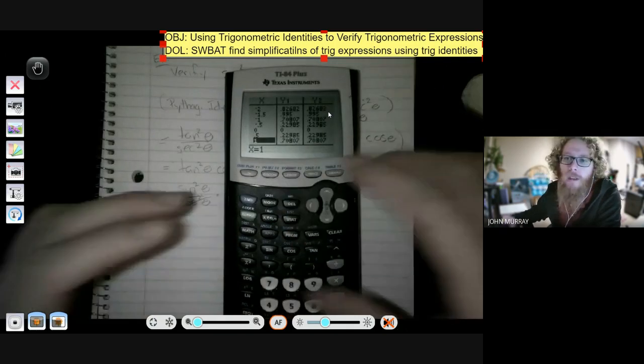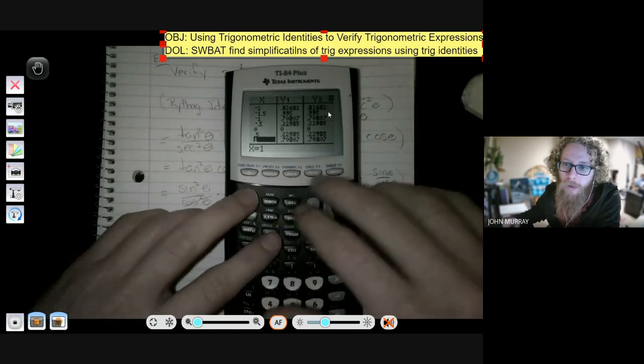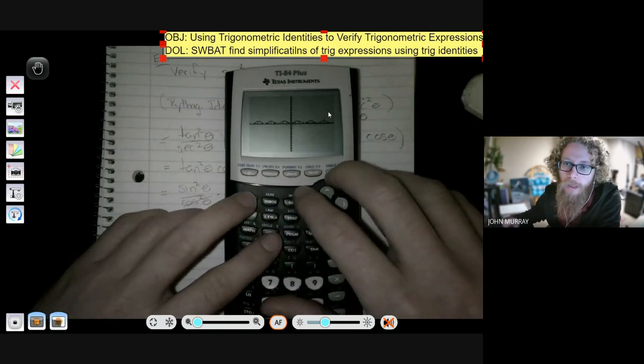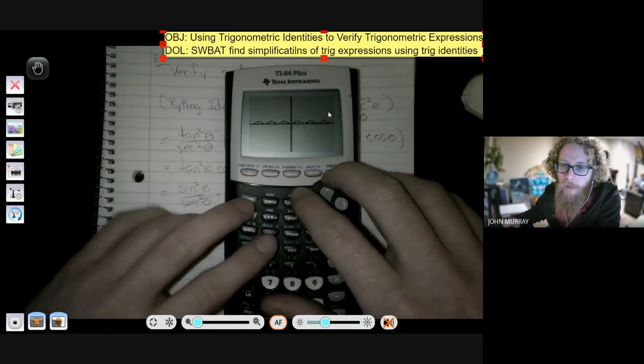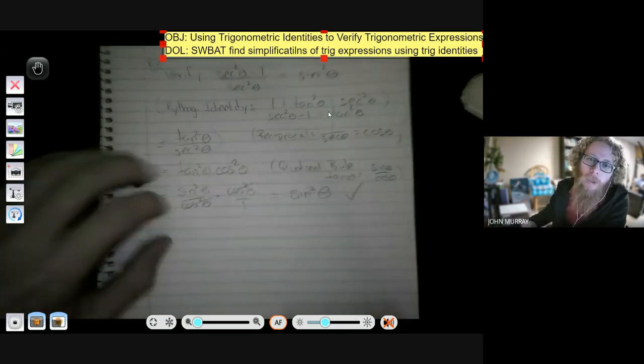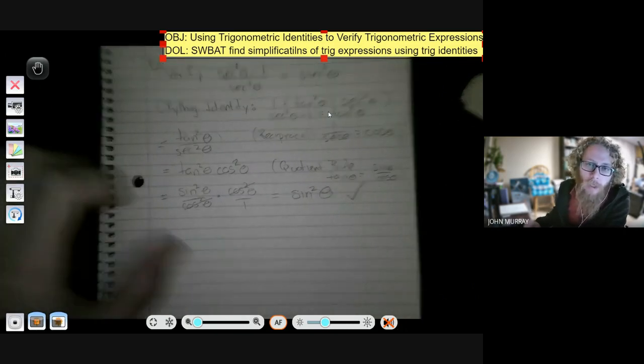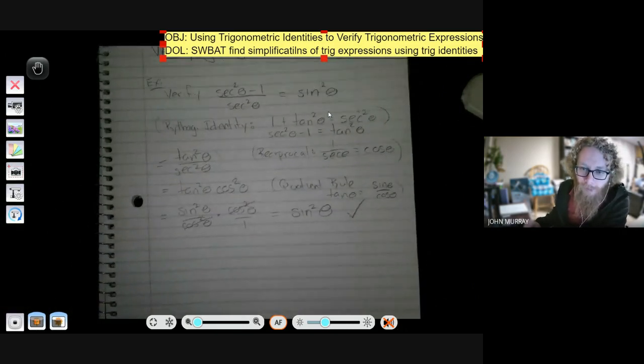Right, so I can plug them both in. I say, all right, look at that. According to the graph, according to the table, they're equivalent. But for mathematical purposes, we use this method because it's a little more succinct. We can actually prove it.